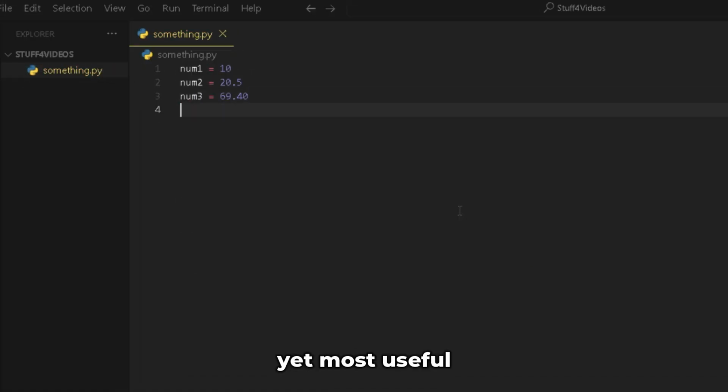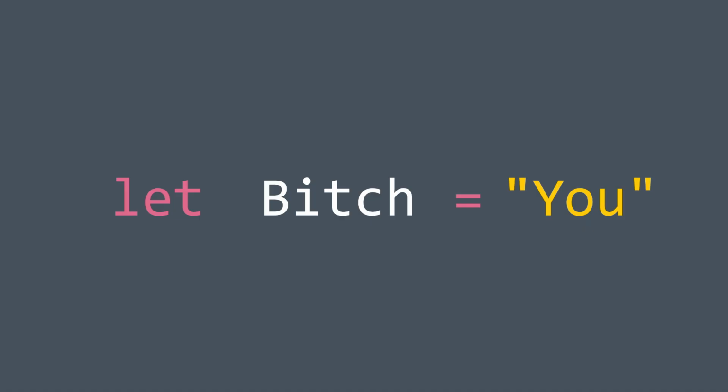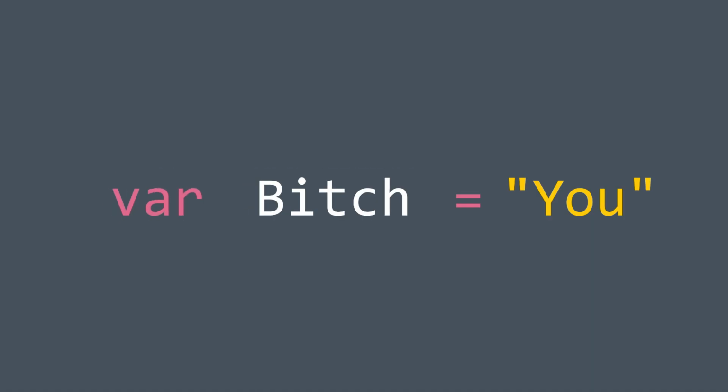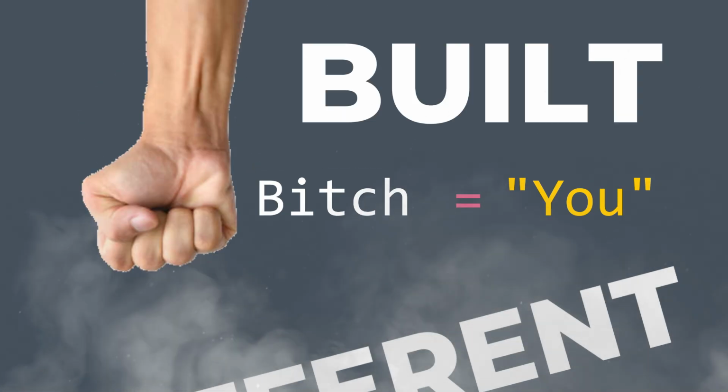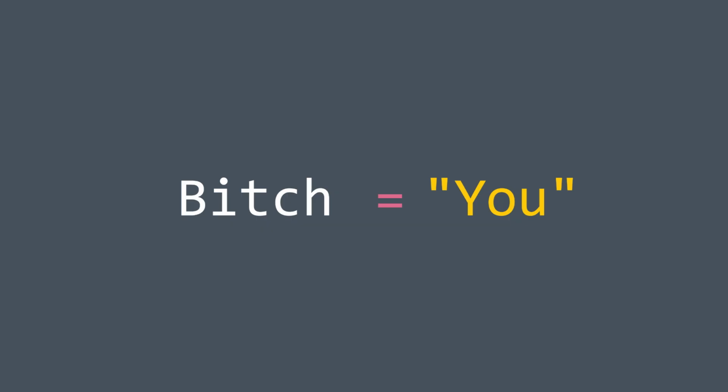Variables. The simplest yet most useful method of storing data. Imagine variables like your obedient child. You can make them hold something for you and then get it back later. That's how children work, right? In most programming languages, you usually type something before creating a variable. But Python is built different and doesn't need all that fancy stuff. Just type the name and equal it to a value.